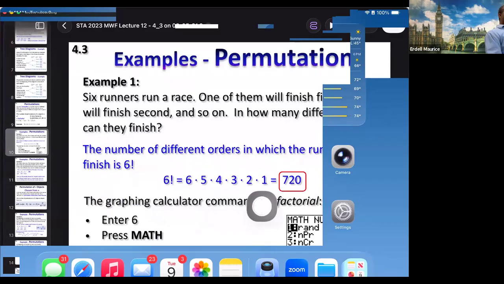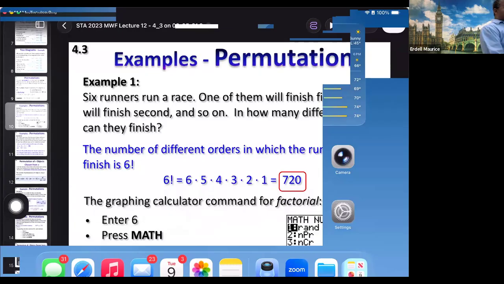Yes? Because how many people can finish in first place? 6 people, because there are 6 people running. How many people can finish in second place? 5, because someone's already finished in first place. Yes? How many can finish in third place? And so on down the line. And so therefore you multiply all of these together using the fundamental counting principle, and that will leave us with 6 factorial. Yes? All right.